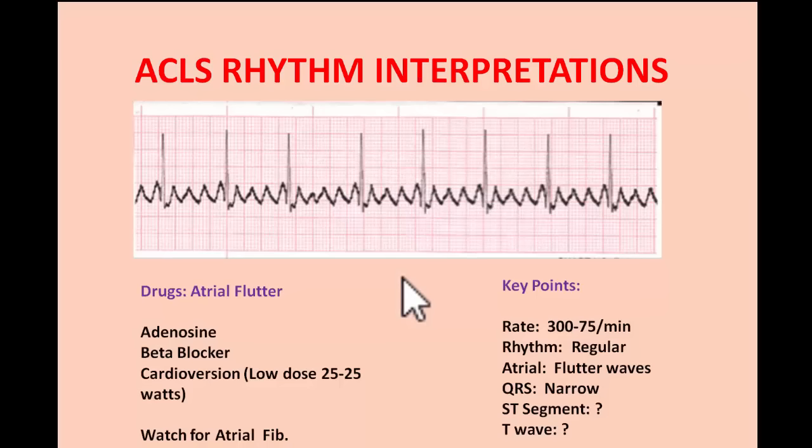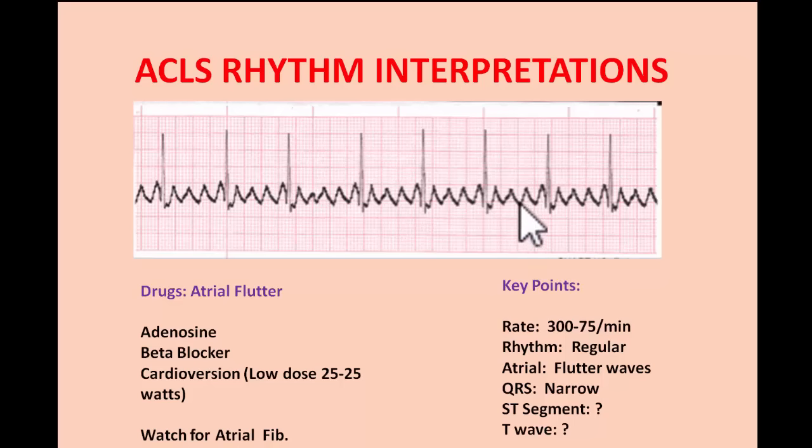Talking about more serious atrial arrhythmias. So what is your diagnosis here? First of all, it looks like the ventricular rate is around 75 to 80 per minute. But look at the atrial waves. Electrical activity looks like sawtooth. This is called a sawtooth appearance, which is classic for atrial flutter. The atrial rate is approximately 300 beats per minute, and the QRS complexes are narrow.